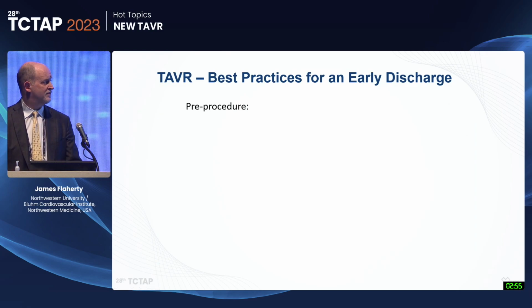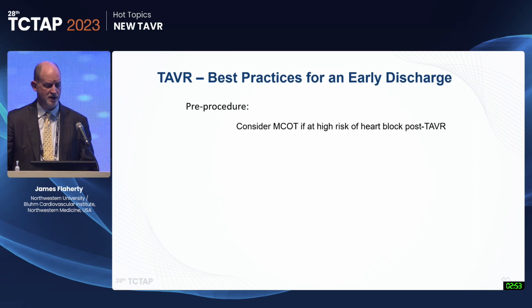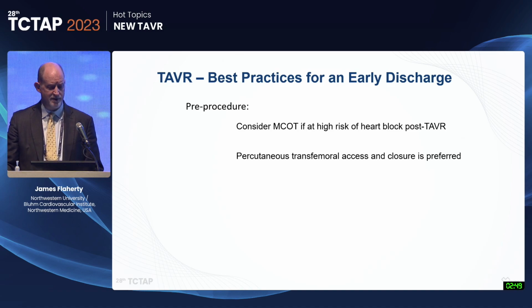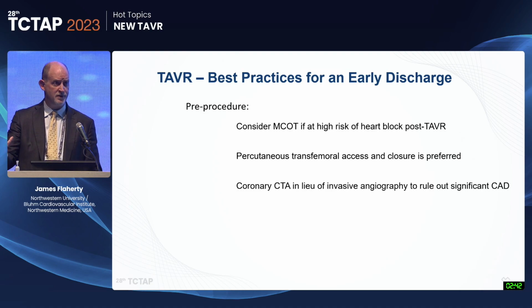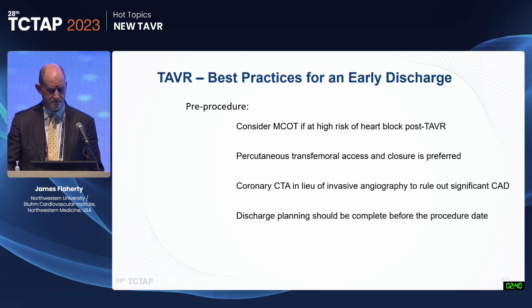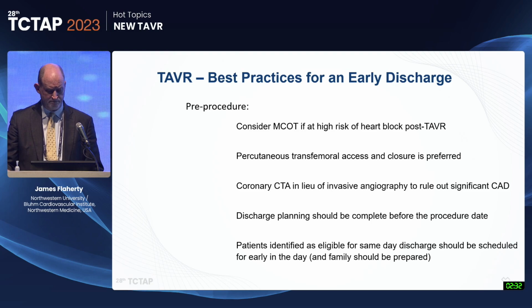So, best practices for a quick procedure and a quick discharge. Pre-procedure, consider a monitor if you think they're high risk of heart block after TAVR. Use percutaneous access and closure whenever you can. Use your CT to look at your coronaries. You don't have to do angiography in everybody anymore. Do all your discharge planning up front. Get expectations with family set so there's no surprises when you want to send them home on day 0, day 1. And come up with criteria that work in your institution for potential same-day discharge and follow them.